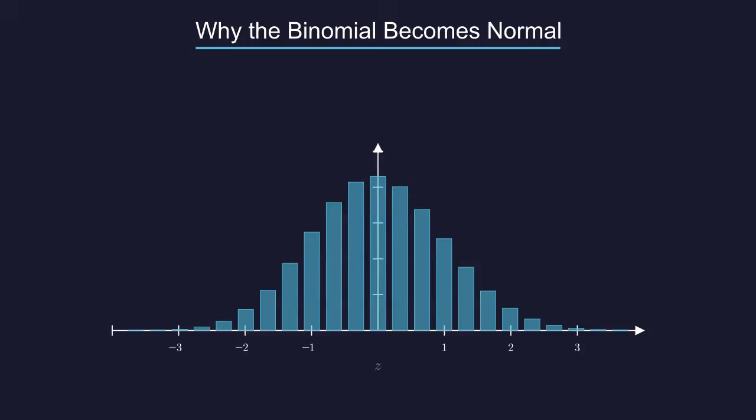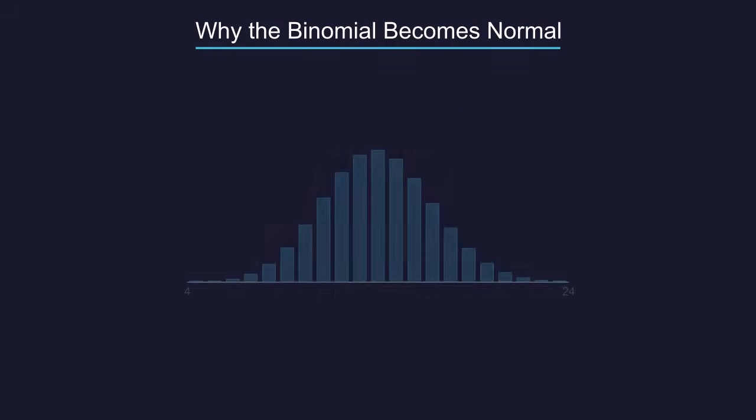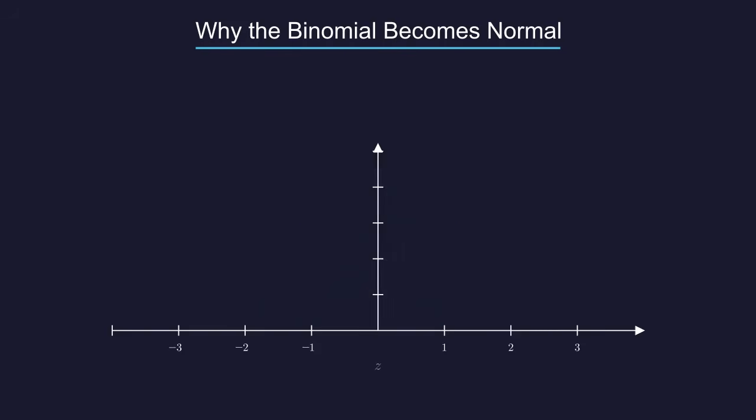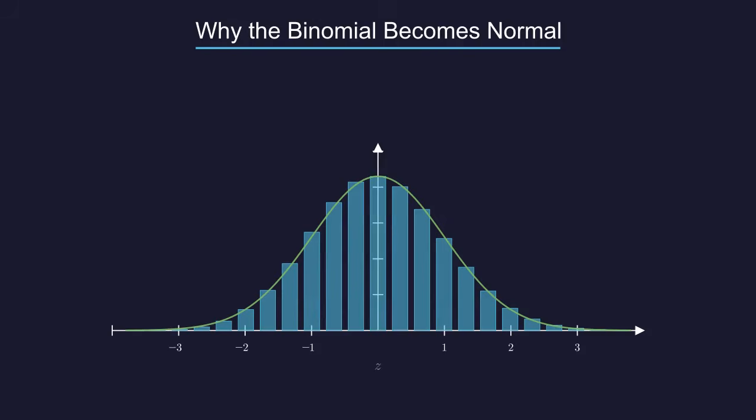For large enough n with p away from the boundaries, z equals (x minus n times p) divided by the square root of n times p times (1 minus p), and converges to a standard normal distribution. On the original count scale, this motivates a normal model with mean n times p and standard deviation equal to the square root of n times p times (1 minus p).